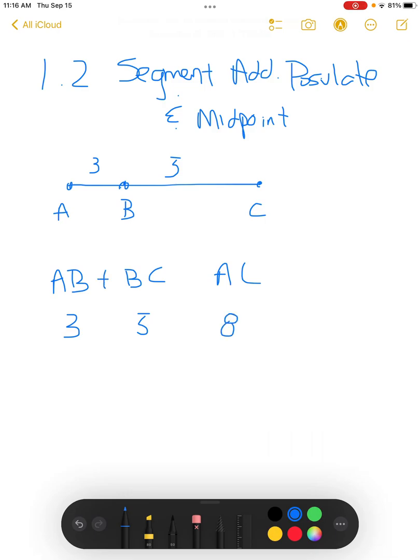So when we take two parts of the segment, and you can see that B is kind of like the connecting point, then it adds up to the total from the start to the end. So this A to that C.